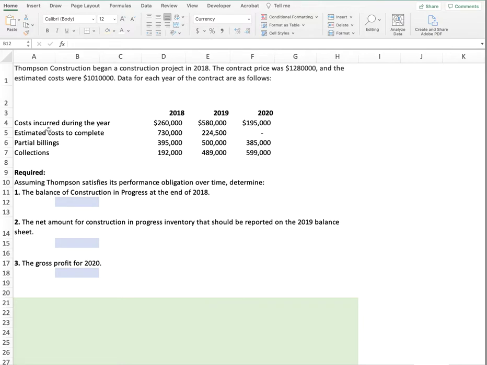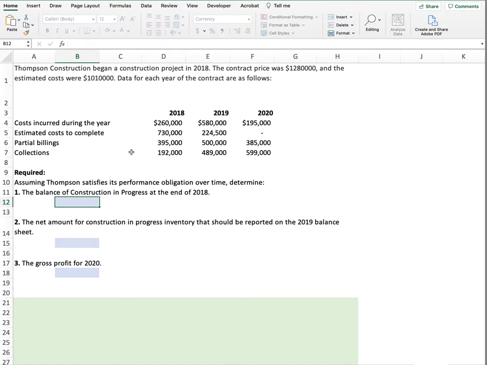Then we have costs incurred during the year, estimated cost to complete, partial billings, and collections for 2018, 2019, and 2020. So assuming that Thompson satisfies its performance obligation over time, determine the balance of construction in progress at the end of 2018. And so to do this, we need to figure out the percent of construction complete at this point.